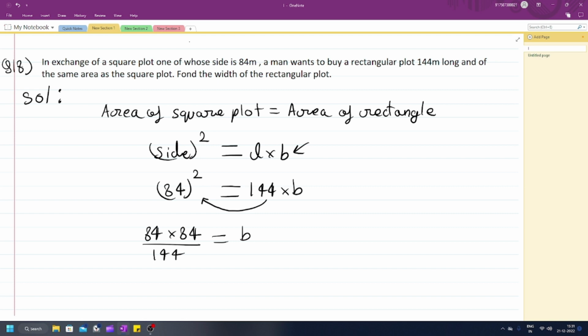So now all three of these numbers come in 12's table. So 12 12s are 144, 12 7s are 84, and 12 7s are 84. So now 7 into 7 is equal to 49, which is the breadth. Okay, breadth 49 meters. So this is our answer for question number 18.